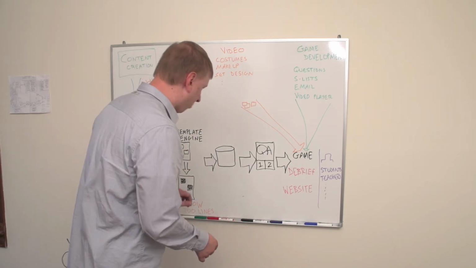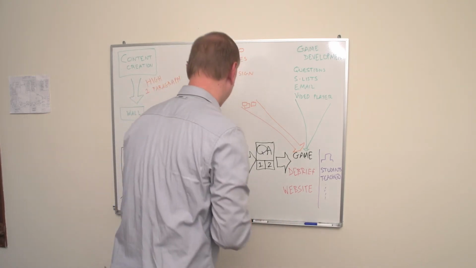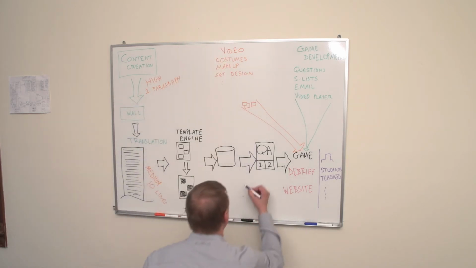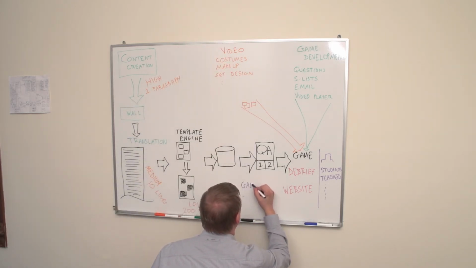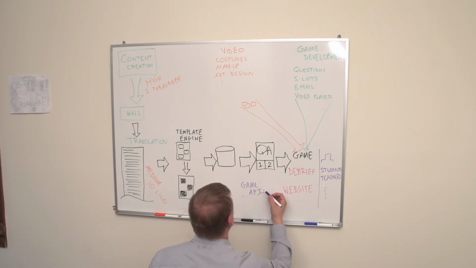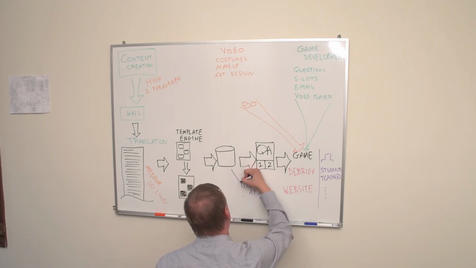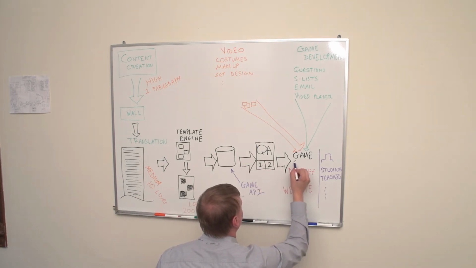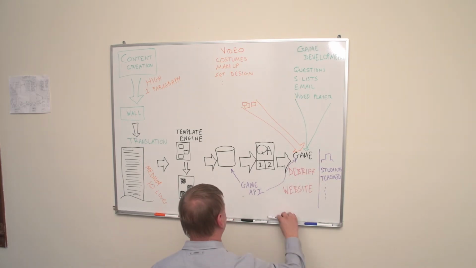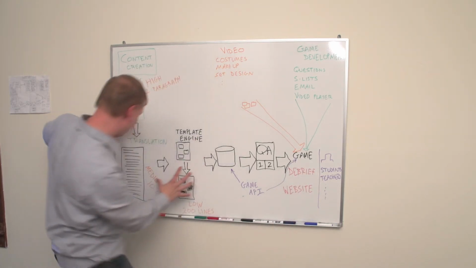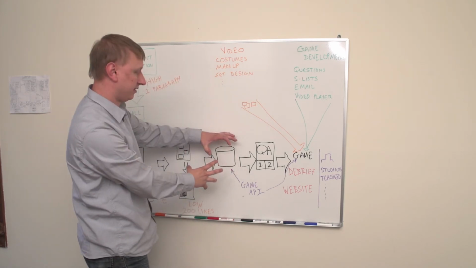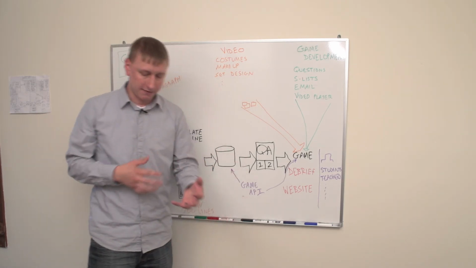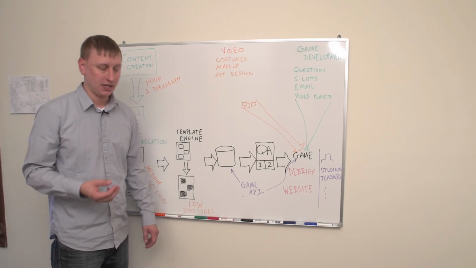So an important aspect of this at this point is the game API. And that allows a two-way communication between the game and the database. Because remember, all of our data has been pushed into the database. And so now what we have is a simple state machine.